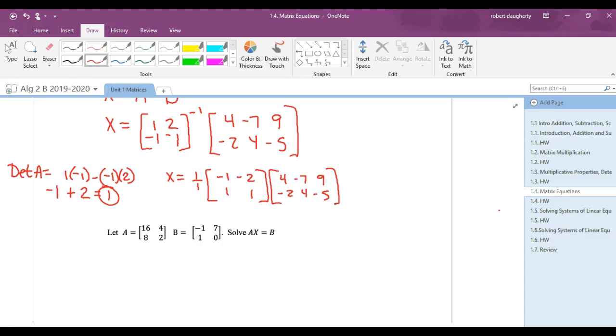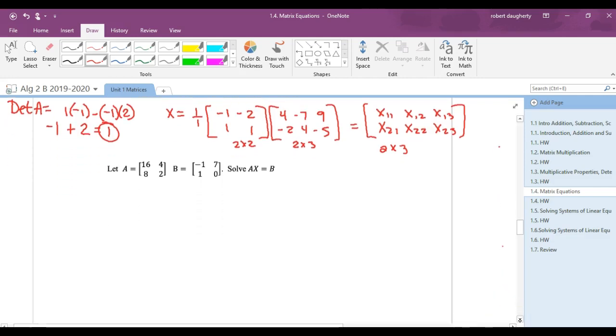So this is a 2 by 2 times a 2 by 3. The answer we determine is going to be 2 by 3. So it's going to have something in the first row, first column, first row, second column, first row, third column, second row, first column, second row, second column, second row, third column. So I just need to go find all of those numbers. It looks like I'm going to need to use some extra space here. So let's find these numbers.